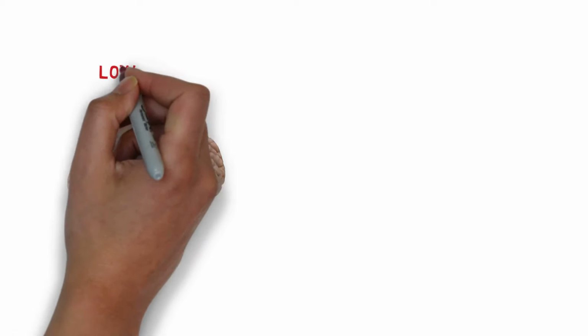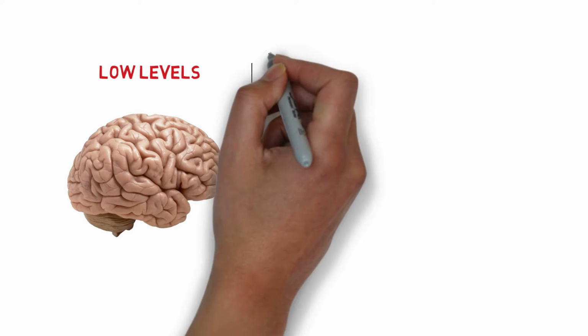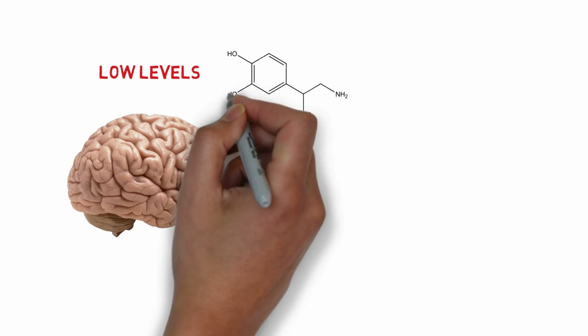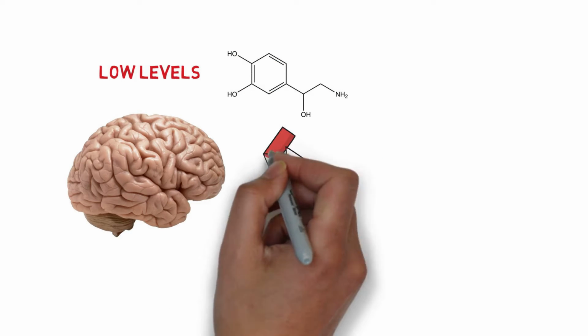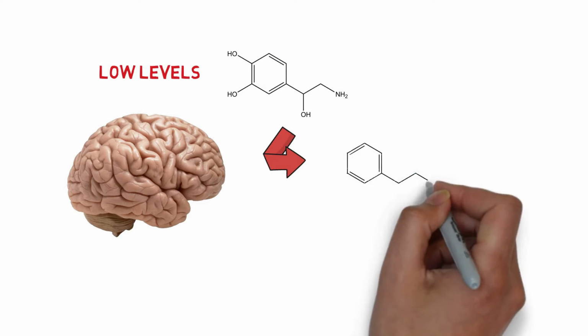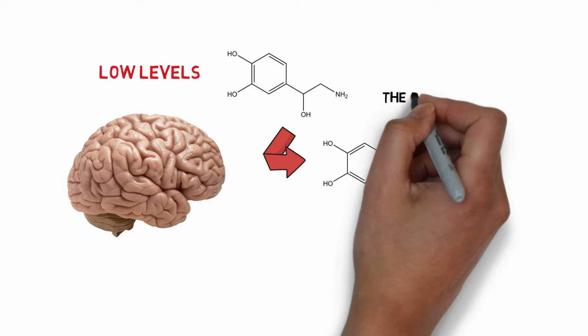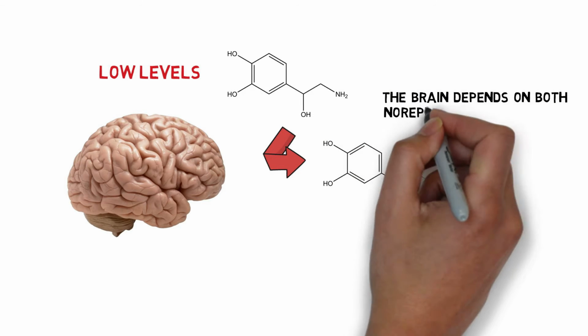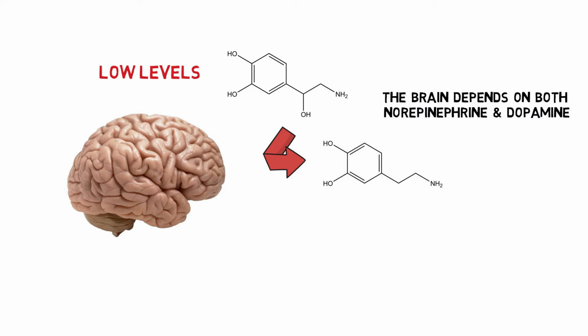So what exactly is happening in the brain for people with ADHD? Their brains have low levels of norepinephrine, which consequently impacts the levels of dopamine. Since many functional areas of the brain depend on both norepinephrine and dopamine, depleted levels can cause many problems. In general, an ADHD brain has 4 impacted regions.